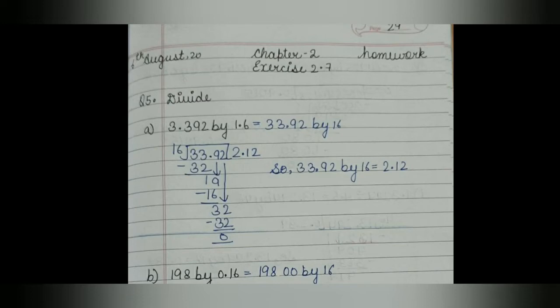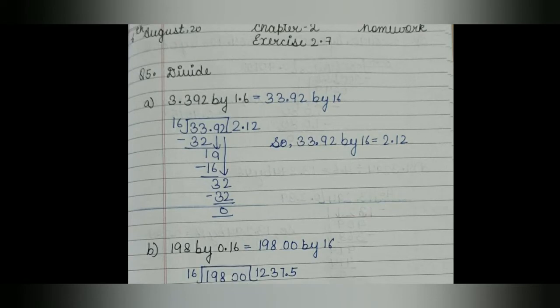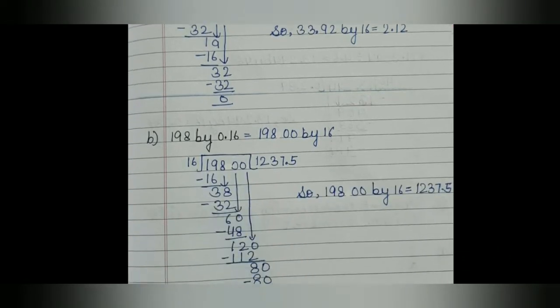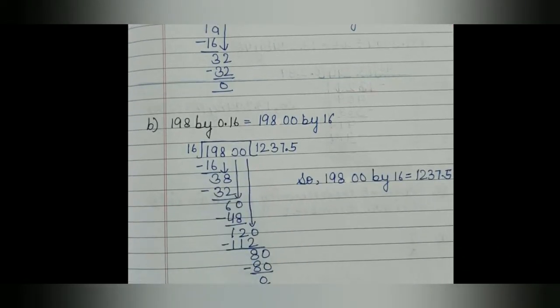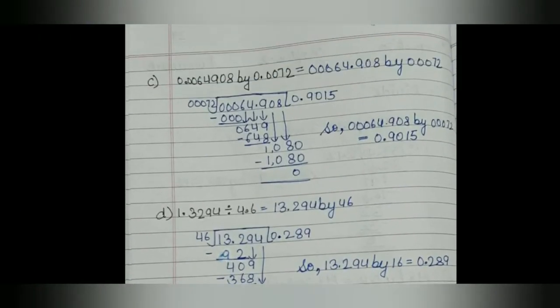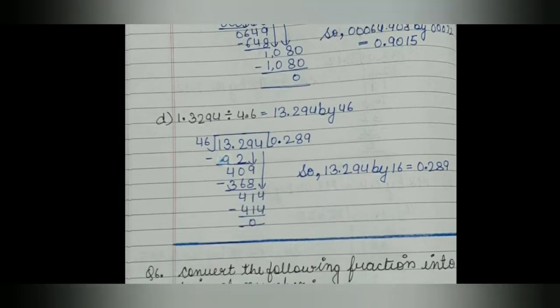Now I am going to tally the answers of yesterday's homework, that is 6th August. Homework was exercise 2.7, question number 5 and 6. Question number 5, A part, answer is 2.12. You can solve it like this. B part, answer is 1237.5. C part, answer is 0.9015. D part, answer is 0.289.